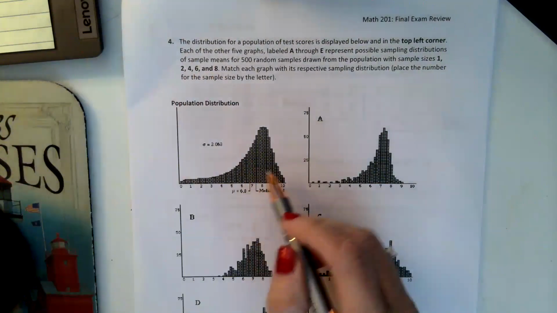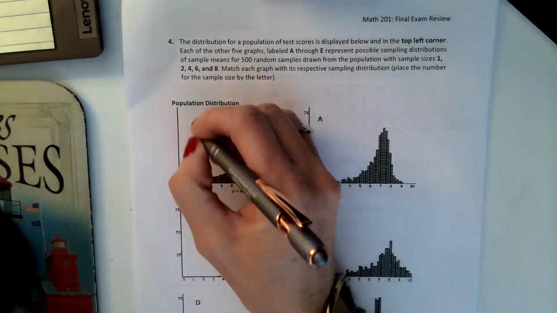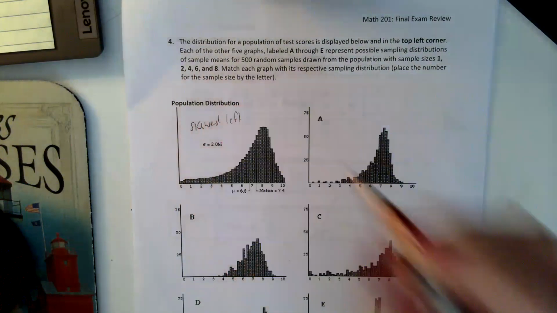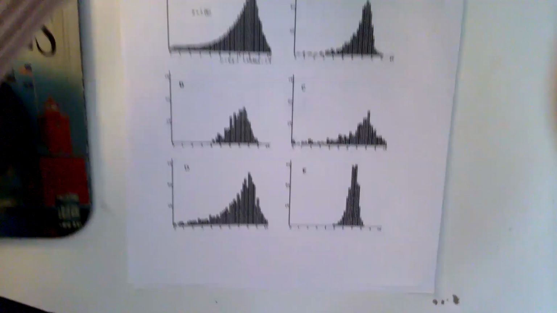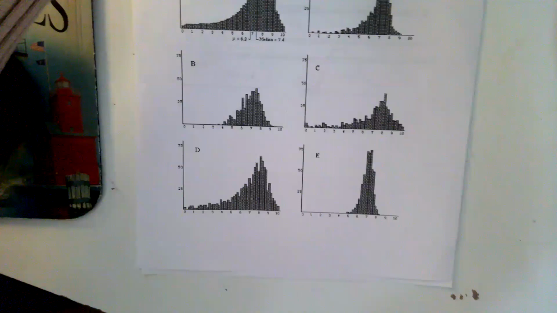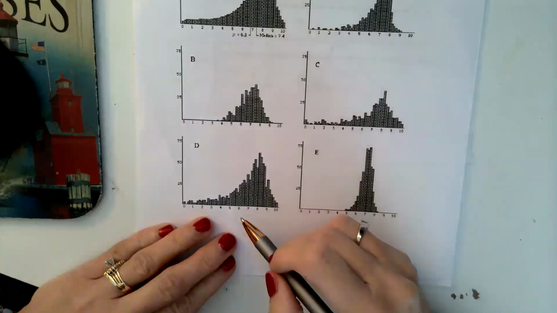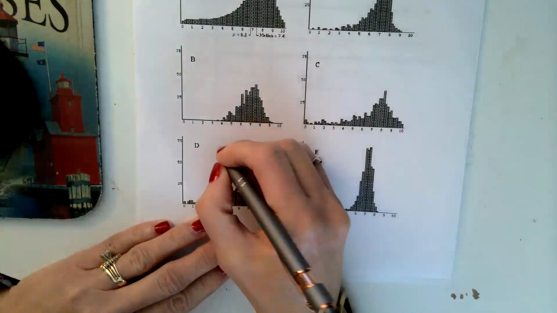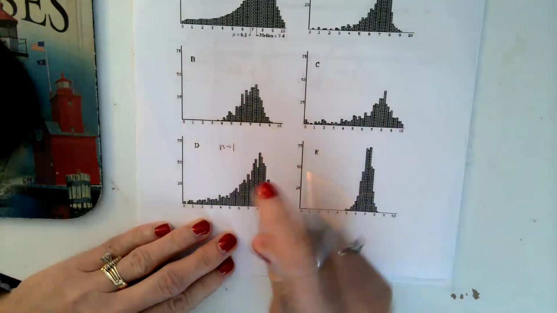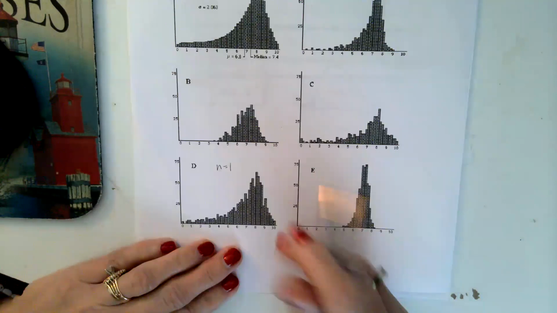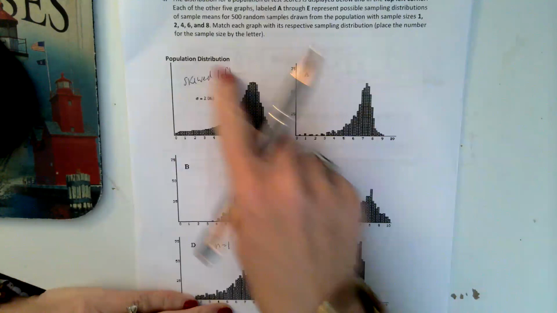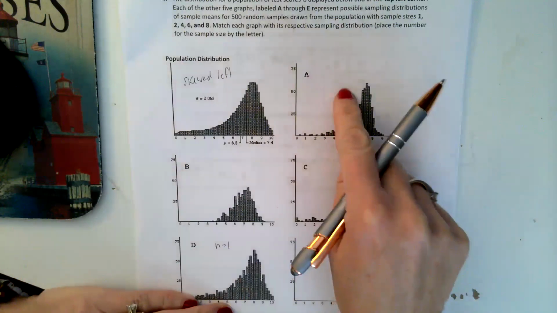So here's our population distribution. It's definitely skewed left. And so the one that's the sample size of 1 is probably going to look very much like the population because it just has samples of size 1. So that's going to be letter D, where we have a sample size of 1. And then still fairly skewed is going to be sample size of 2. So that's going to be up here, letter C.